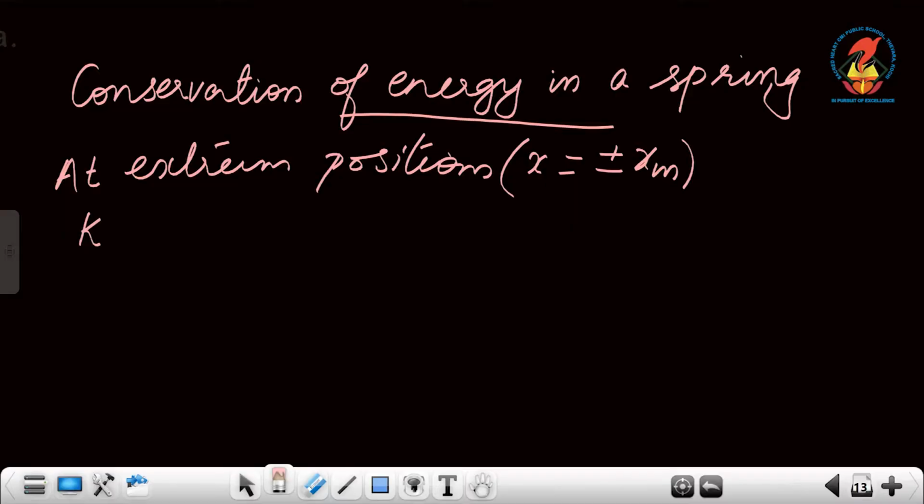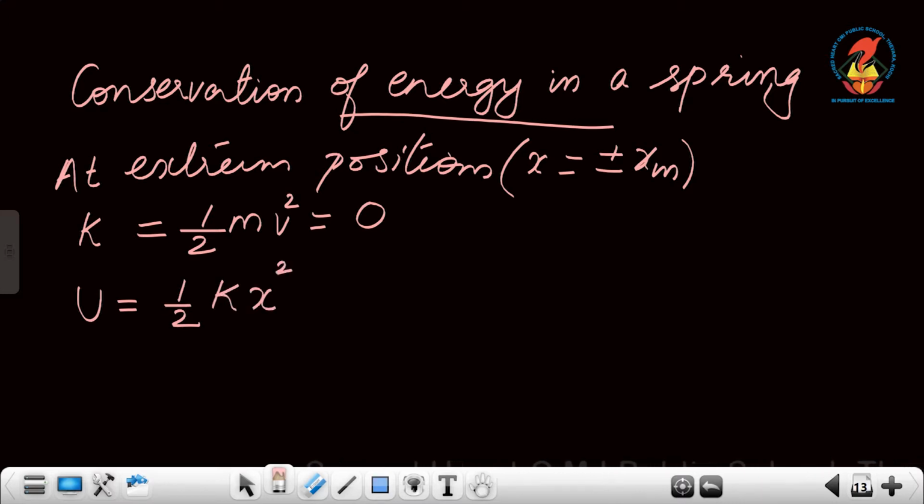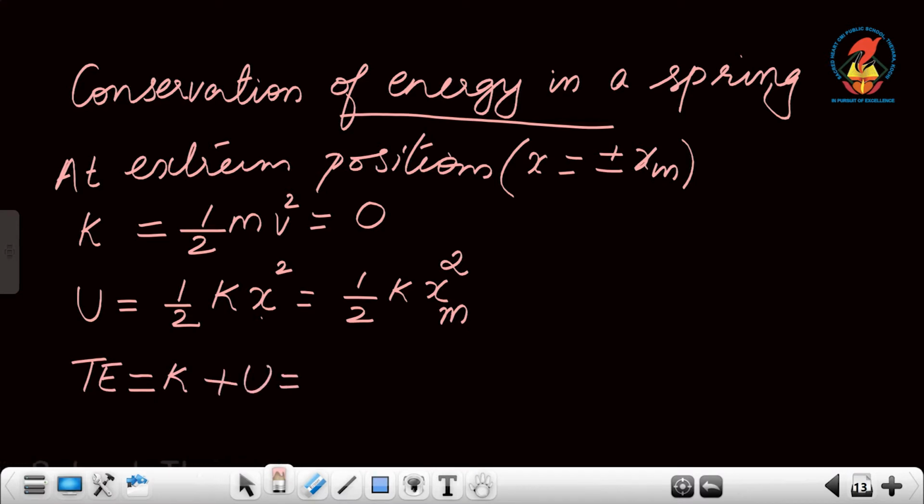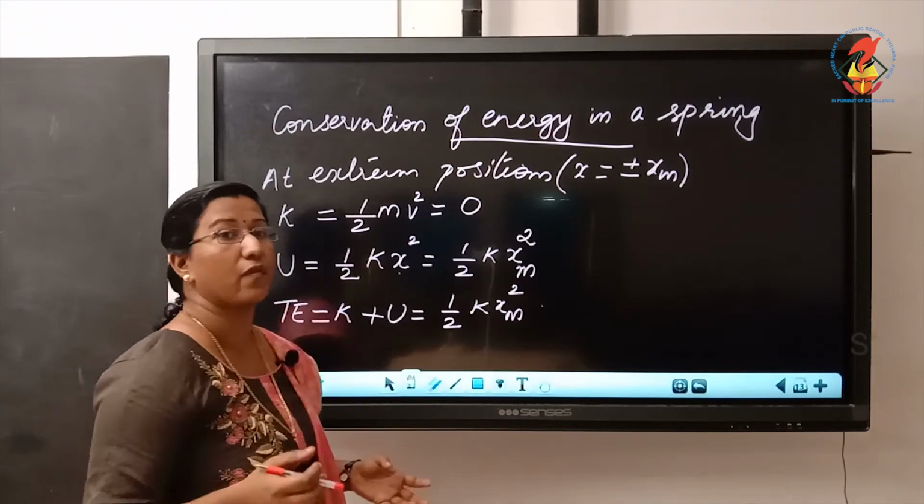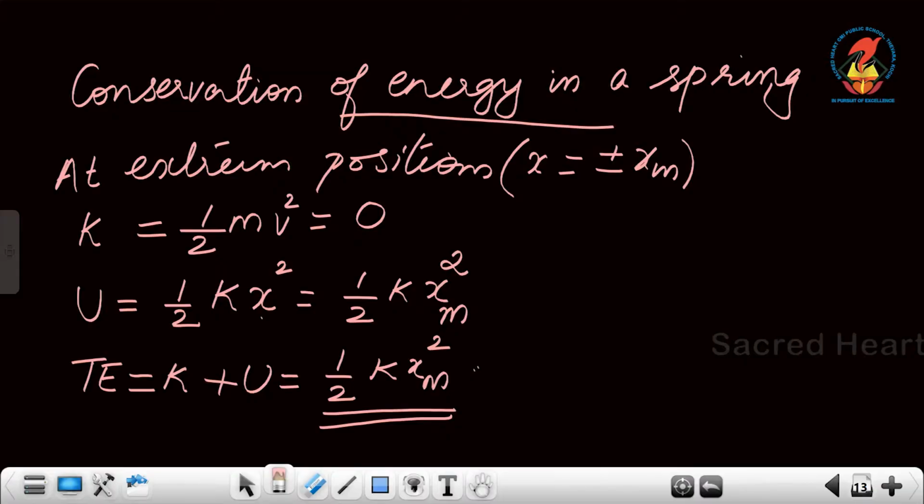So kinetic energy at that point will be equal to half m v square, which is equal to 0. Whereas potential energy, the general expression is half k x square. In our case, x is plus or minus xm, so it is equal to half k xm square. Therefore, total energy is equal to kinetic energy plus potential energy, which is equal to half k xm square. So whichever point you take, the total energy of the spring will be equal to half k xm square.